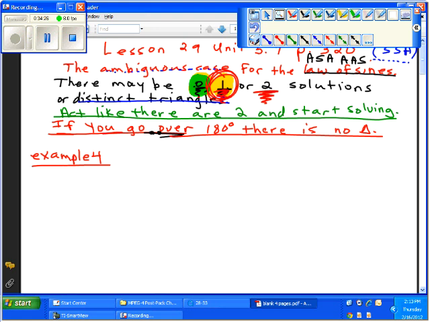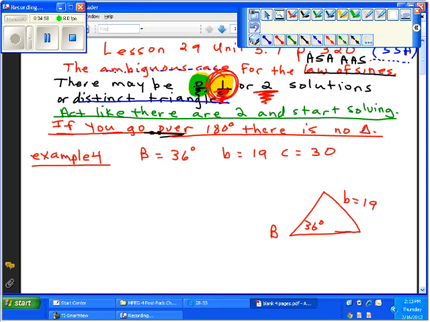Okay, in example 4, we're going to have angle B is equal to 36 degrees. We're going to have that little b is 19, and we're going to have that little c is equal to 30. Now, we'll try to draw this. Angle B is acute, 36 degrees. And we're not sure about A and C, so we're just going to throw them in there. So here's my B, and my little b. It doesn't really matter where you put c. I'm just going to put c right here, and little c is 30. And here's a. All right.